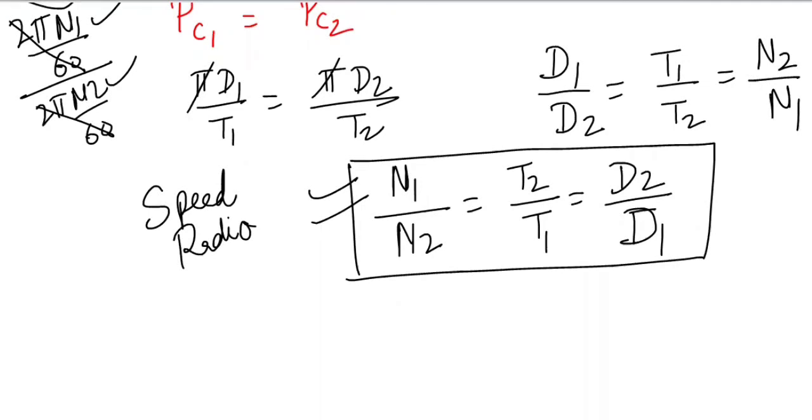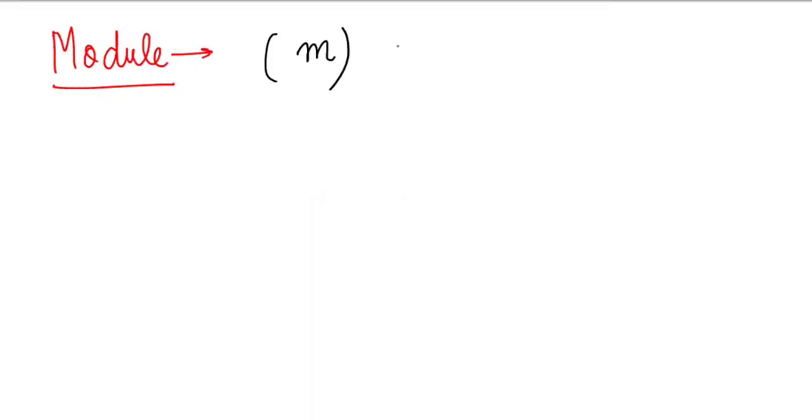Okay, now a very important parameter you must have heard about, module. Have you heard about it or not? Module is noted by small m, and this is the ratio of the pitch circle diameter D and the number of teeth. If I multiply by pi, it becomes circular pitch. If I remove the pi, it becomes the module, and the D parameter I need to take in mm.